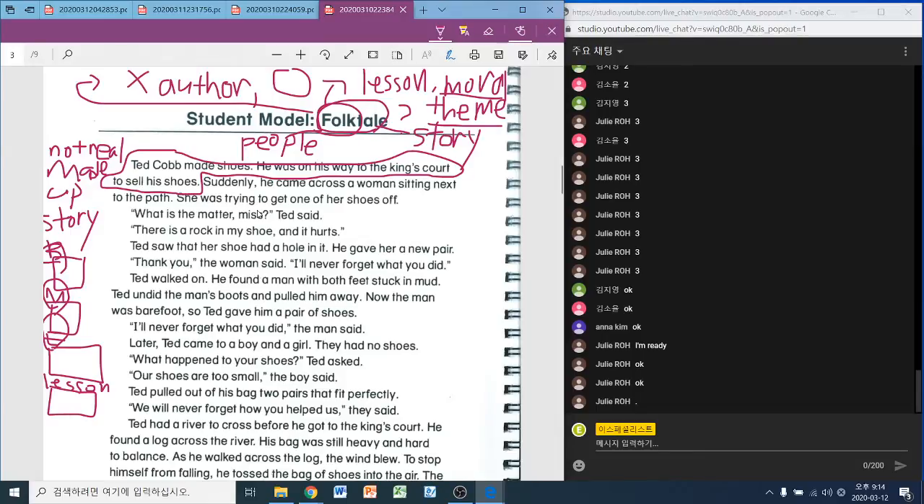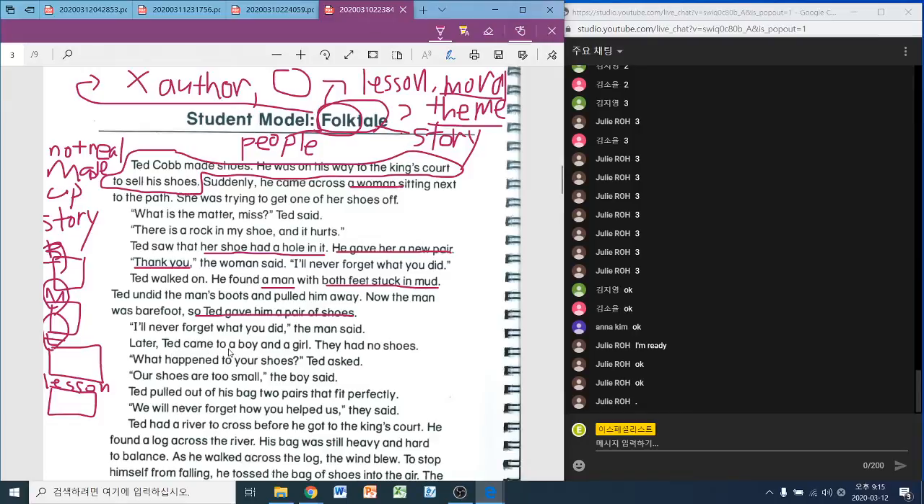the main character, Ted Cobb, right, faced a problem, right? The first problem is he met a woman, all right? The woman's problem is her shoe has a rock in it because her shoe had a hole in it. So he gave her a new pair of shoes. And she said, "Thank you." Understand? Then he found a man whose feet were stuck in mud. So he lost his shoes, so Ted gave him a pair of shoes. And "I'll never forget what you did," the man said.